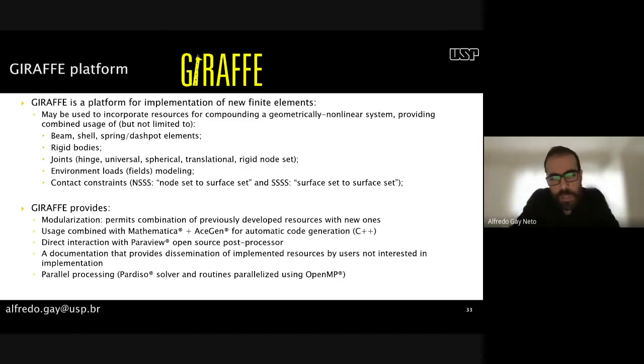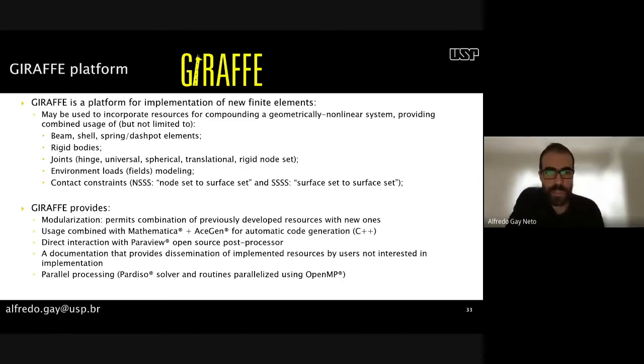AceGen is a plugin where you enter a code and it gives you the automatic differentiation of that code with respect to some variables that you can define. It also generates optimized code, and you can export that code in many languages, such as C++, Fortran, and others. So it's quite convenient.